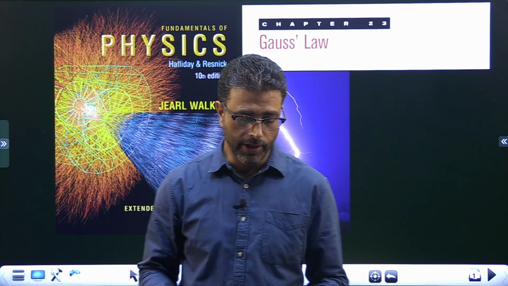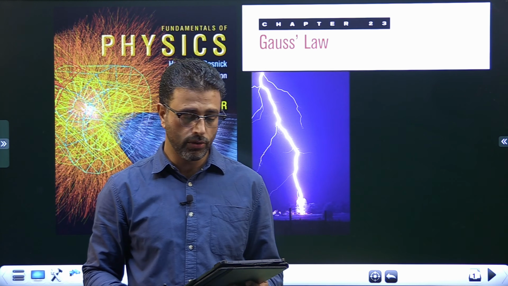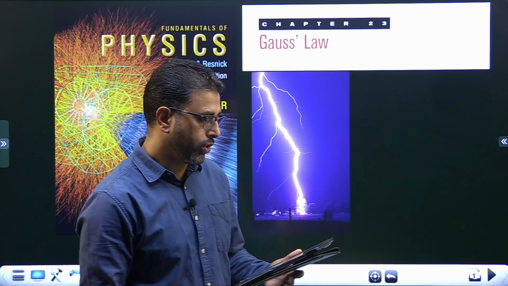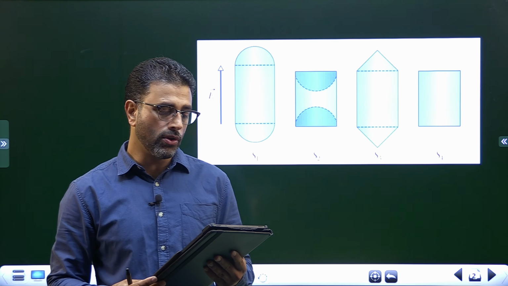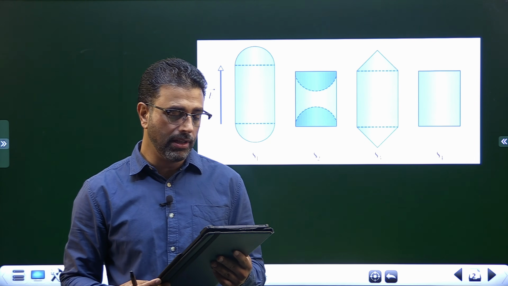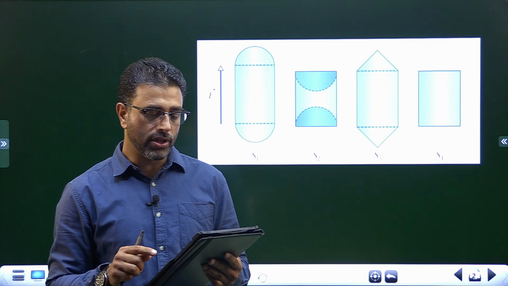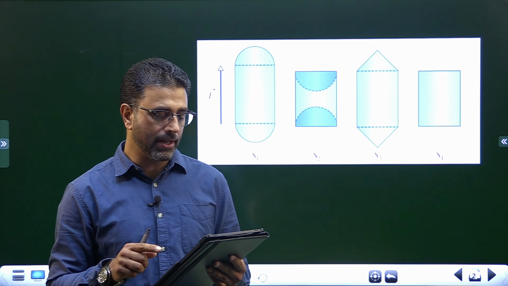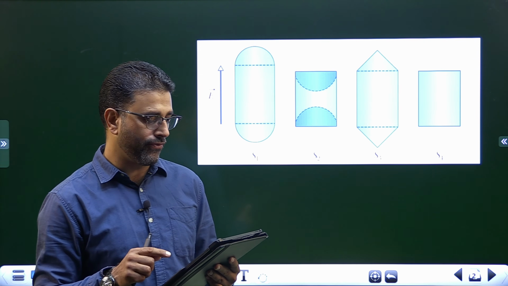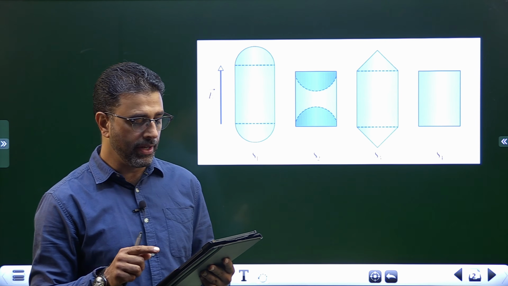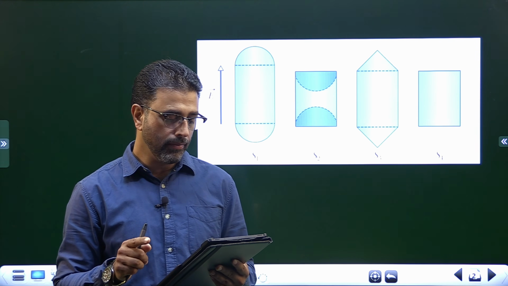Hey guys, chapter 23, Gauss's law, question number 12. Figure shows four Gaussian surfaces consisting of identical cylindrical midsections but different end caps. The surfaces are in a uniform electric field E that is directed parallel to the central axis of each cylindrical midsection. The end caps have these shapes: S1, convex.